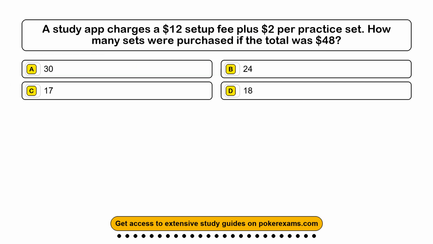Question 18. A study app charges a $12 setup fee plus $2 per practice set. How many sets were purchased if the total was $48? Option A, 30. Option B, 24. Option C, 17. Option D, 18.